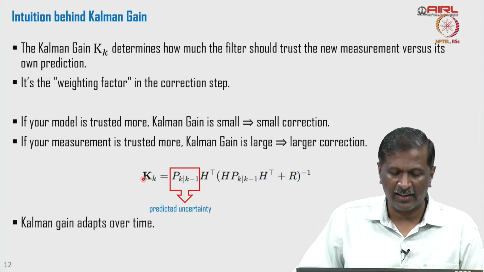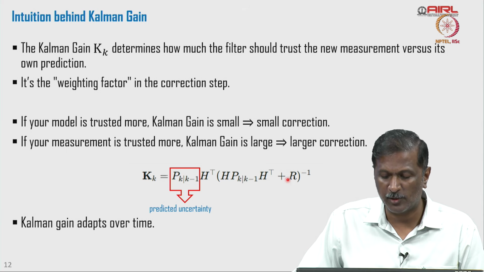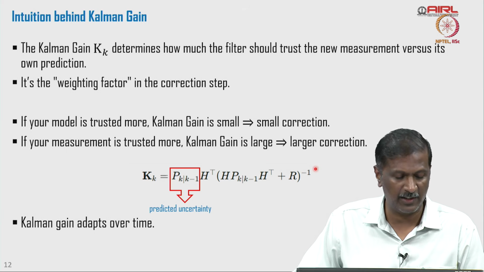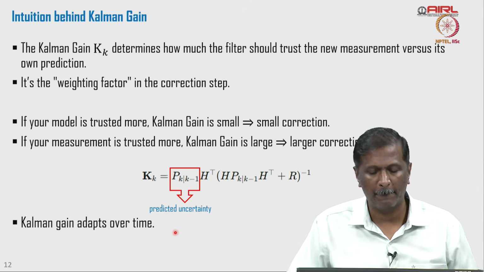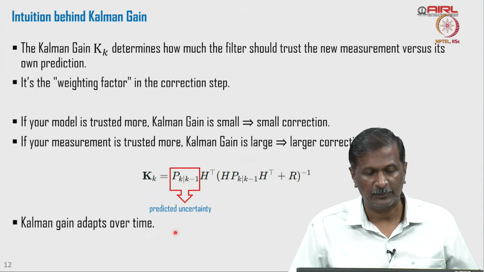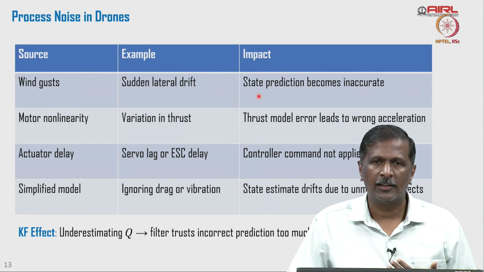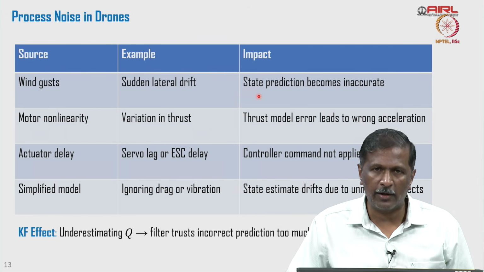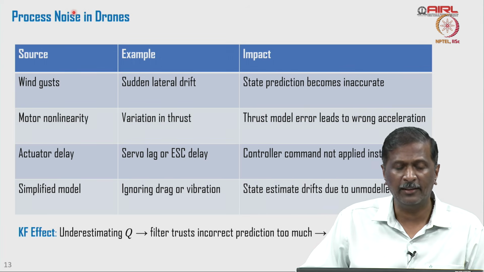If you see Kk, it depends on the predicted uncertainty P k given k minus 1 H transpose, times H P k given k minus 1 H transpose plus R, whole inverse. So the Kalman gain adapts over time. It shows at every time step how much to trust the model or how much to trust the measurement at that point in time.